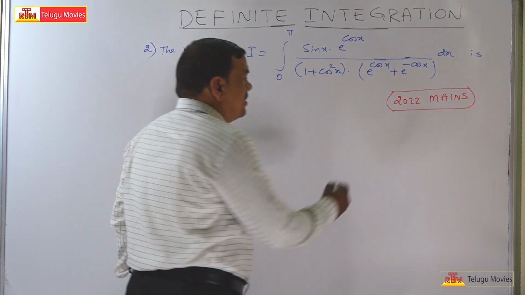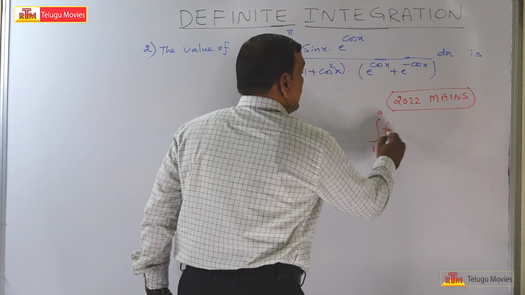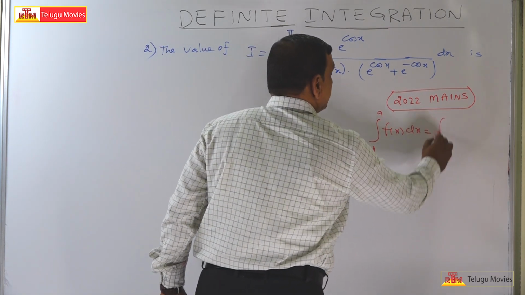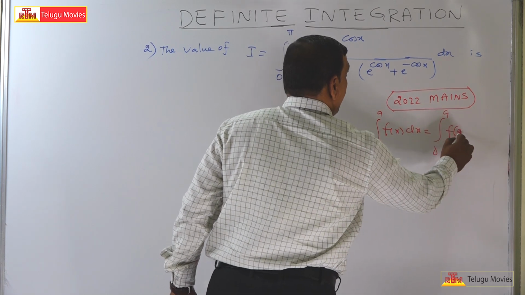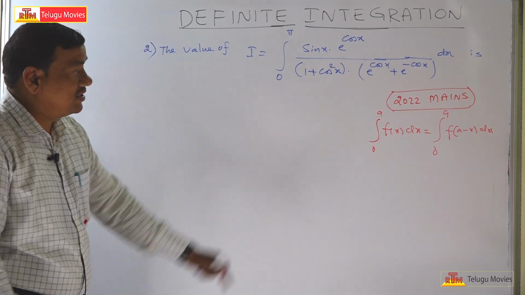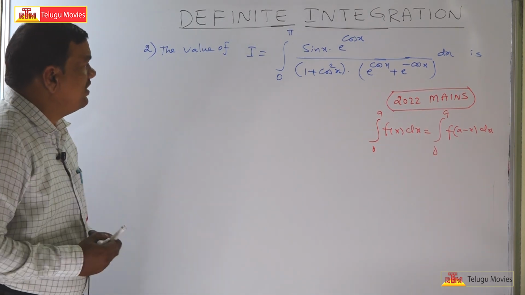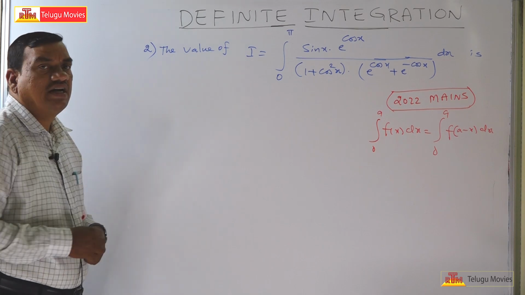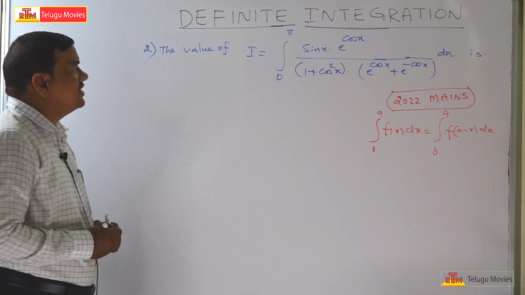Integral 0 to a of f of x dx is the same as integral 0 to a of f of a minus x dx. Already I have given the proof for this property also. So we will make use of that property and we will get this answer. Very easy answer. Let us see that.